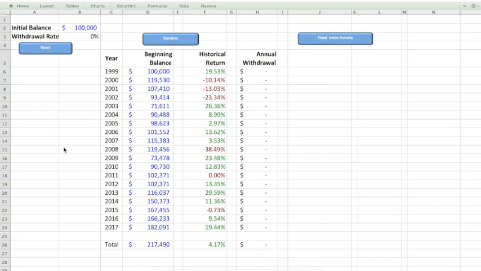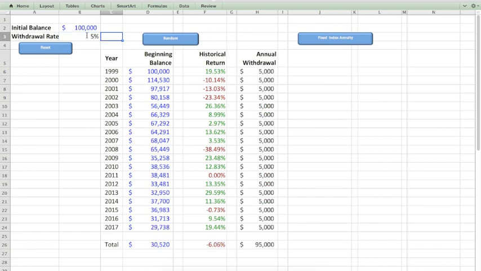Okay, let's look back and say that, for example, you retired in 1999, and at that time you needed to start pulling money out to supplement your retirement income, and you decided to take $5,000 a year, or 5%. Now you can put whatever percentage in here that you like. I like to illustrate 5% withdrawals. So you can see, year by year, pulling out $5,000 with the ups and the downs of the market over the past 18 years, you would have pulled out $95,000 and you'd have approximately $30,000 remaining.